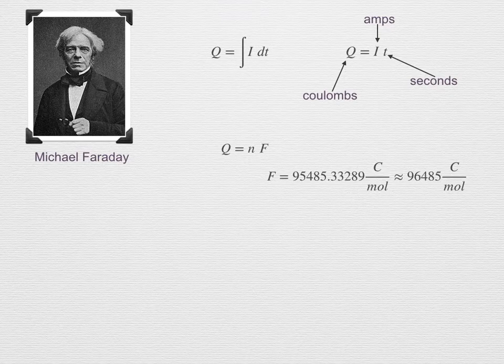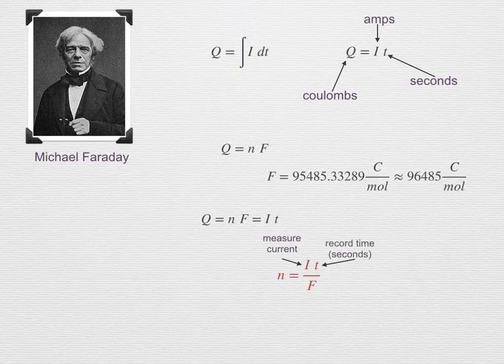F has the value 96,485.33289 coulombs per mole, and it's usually just rounded to 96,485. When we have measured a current for a certain length of time, we can relate that to the amount of electrons that have flowed through the electrochemical circuit. We equate the two expressions above, for they both relate to the charge Q that is transferred. Then by rearranging the equation, we can solve for n, the moles of electrons, which equals current I times the time, in seconds remember, divided by F.